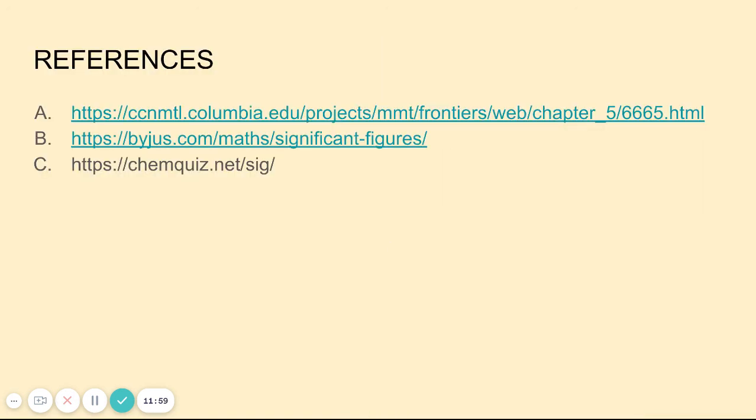So, yun po yung mga references. I hope po naintindihan nyo ang lesson natin today about how to identify the number of significant figures.